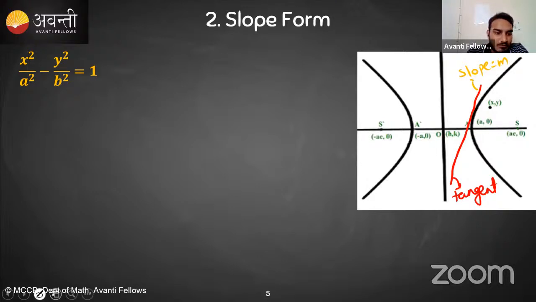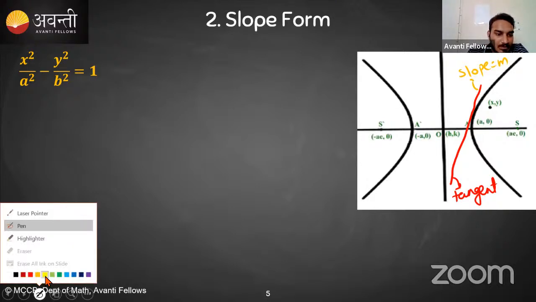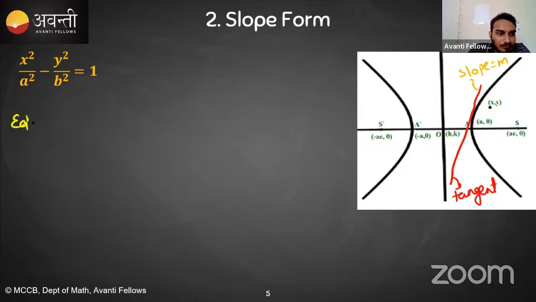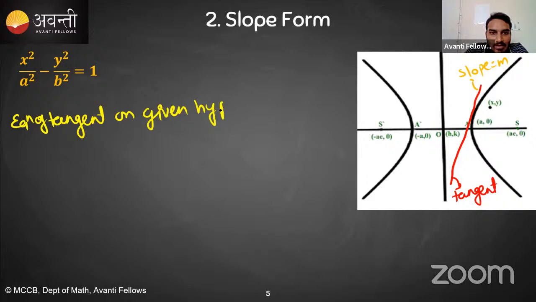Okay. Now, the second is the slope form. What is the slope form? Slope form means equation of tangent on the given hyperbola of slope m. So the equation of a tangent of slope m on the given hyperbola we have to find. That we have already seen in the last class.